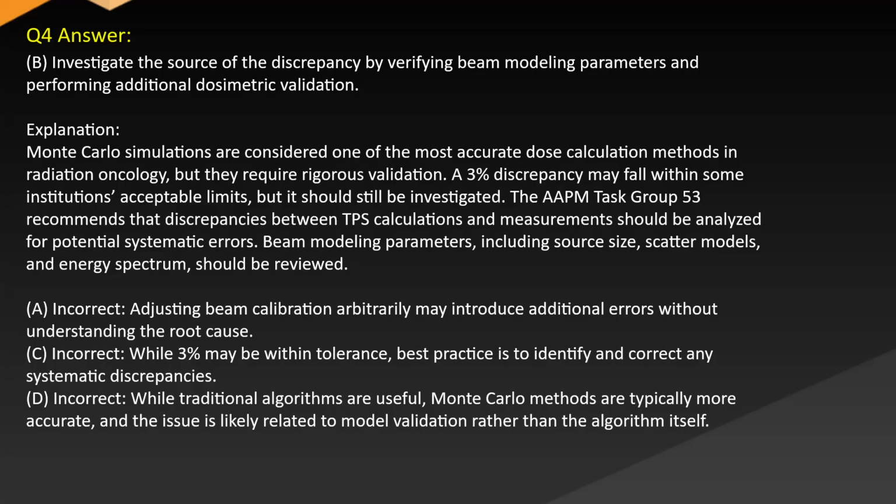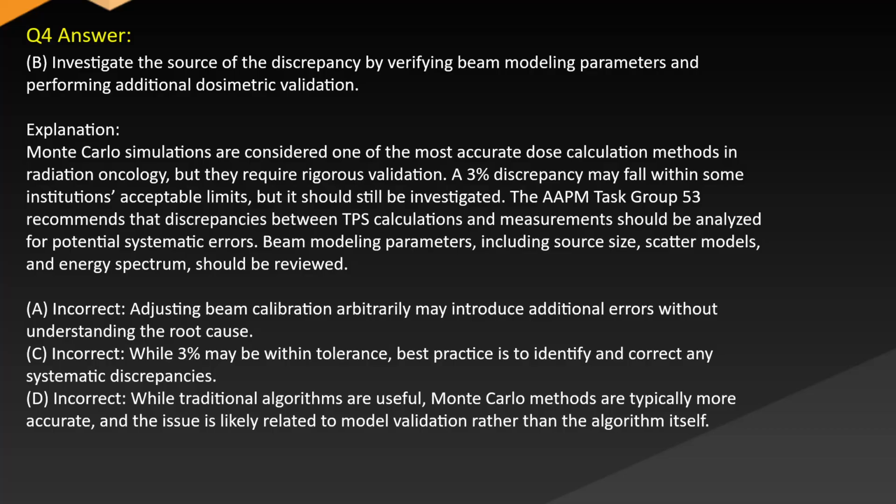Answer B. Investigate the source of the discrepancy by verifying beam modeling parameters and performing additional dosimetric validation. Explanation: Monte Carlo simulations are considered one of the most accurate dose calculation methods in radiation oncology, but they require rigorous validation. A 3% discrepancy may fall within some institutions' acceptable limits, but it should still be investigated. The AAPM Task Group 53 recommends that discrepancies between TPS calculations and measurements should be analyzed for potential systematic errors. Beam modeling parameters, including source size, scatter models, and energy spectrum, should be reviewed.